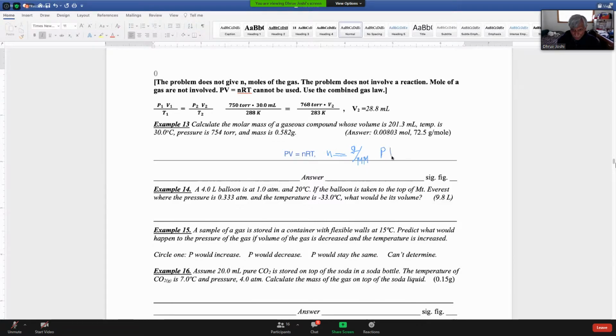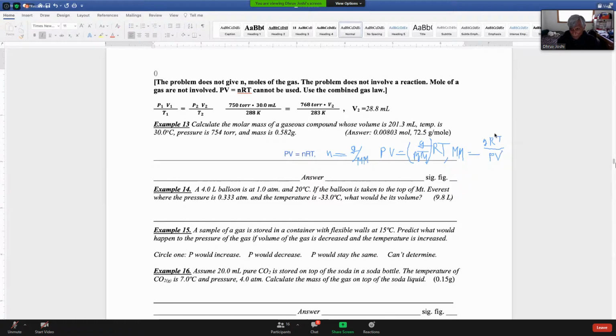So PV equals grams divided by molar mass, RT. Now we are supposed to find molar mass. So put molar mass on one side, put everything else on the other side. That's algebraic substitution. So molar mass, MM, equals gRT over PV.